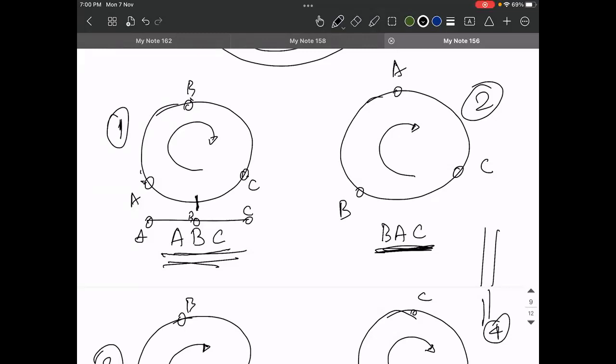If you can fix one, then the others you can arrange in whatever way you want. Others will be your linear permutation, right? Again, if you won't fix this point, it will keep repeating itself. The same arrangement keeps repeating. You can write A, B, C, or C, A, B, or B, C, A. All are the same, right? It is coming in the same way. So these three arrangements are the same.